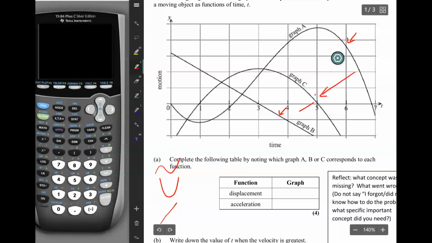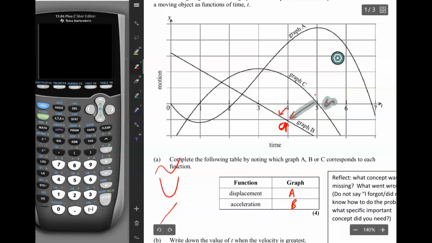If I take the derivative of C, it should become B, which means that the displacement would be the curviest, and the acceleration would be the straightest. And so this middle one would be velocity. So displacement should be the curviest one, which is A. And acceleration should be the straightest one, which would be B. Okay? Let's look at this a couple other different ways.